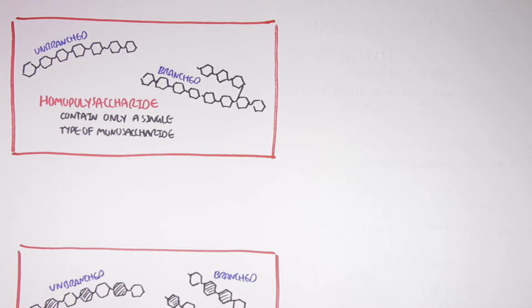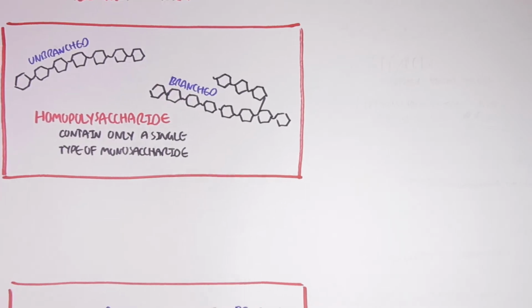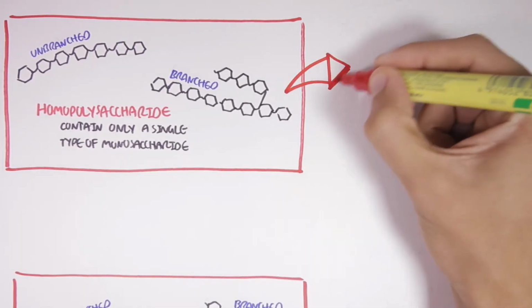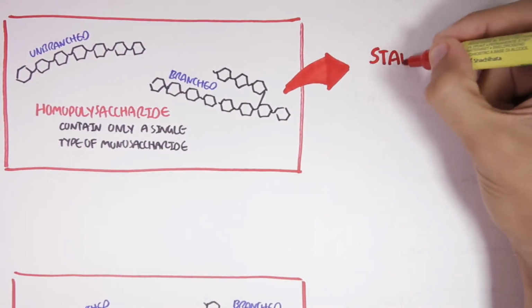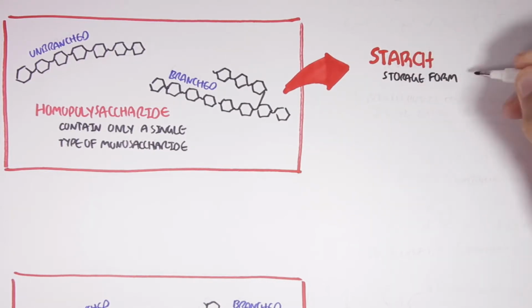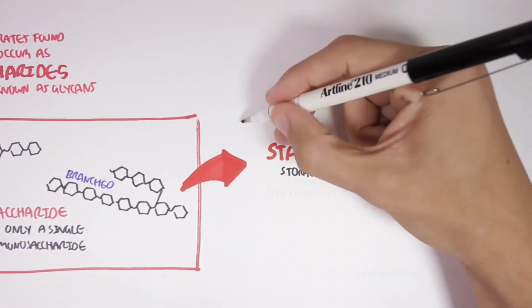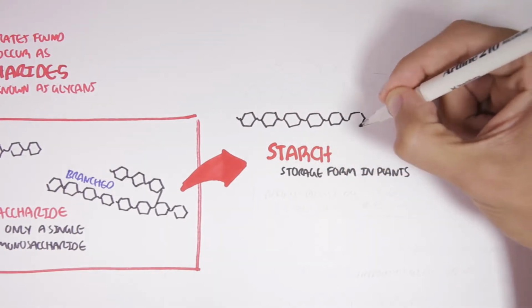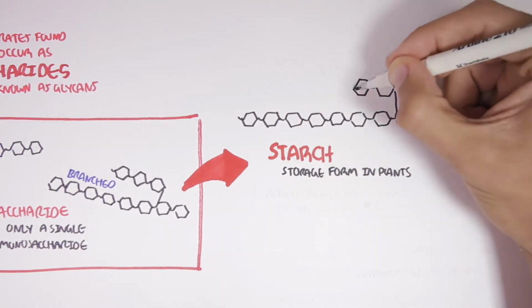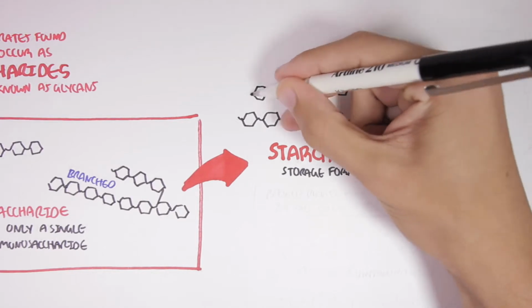In this section of the video, we won't focus on heteropolysaccharides, but we will look at homopolysaccharides, because homopolysaccharides serve as storage forms of monosaccharides in both humans and plants, and even bacteria. So they're very, very important. So let's look at some examples of homopolysaccharides. Starch is a storage form of monosaccharides in plants. Starch is the main carbohydrate in the human diet and is found in our bread, cereal, and rice.